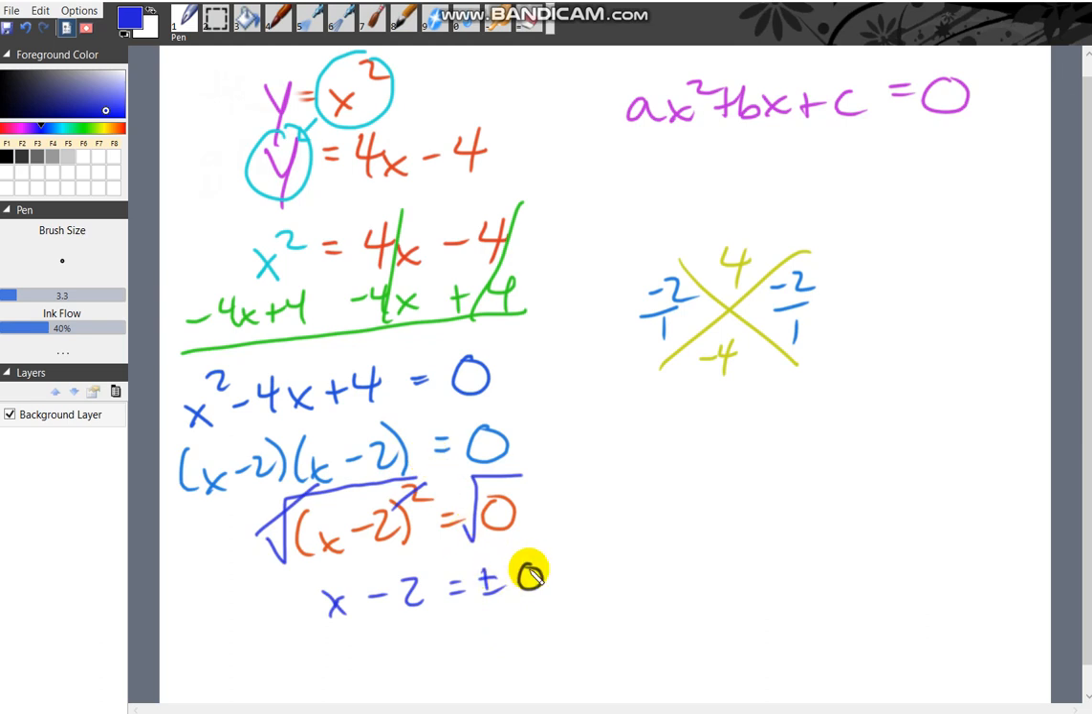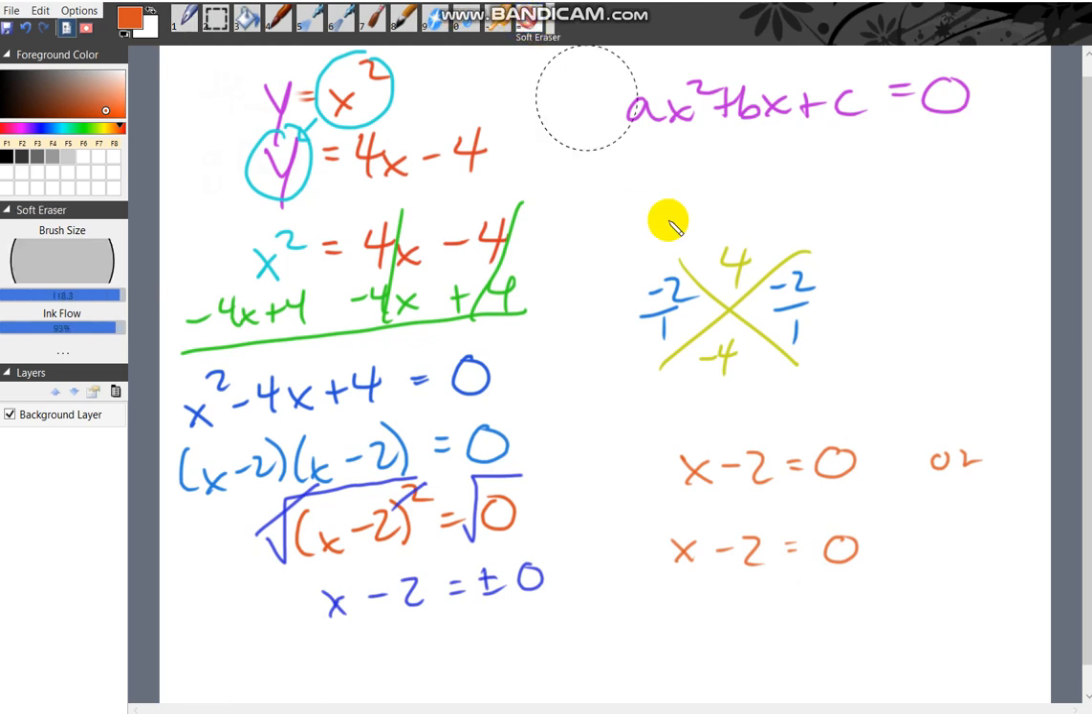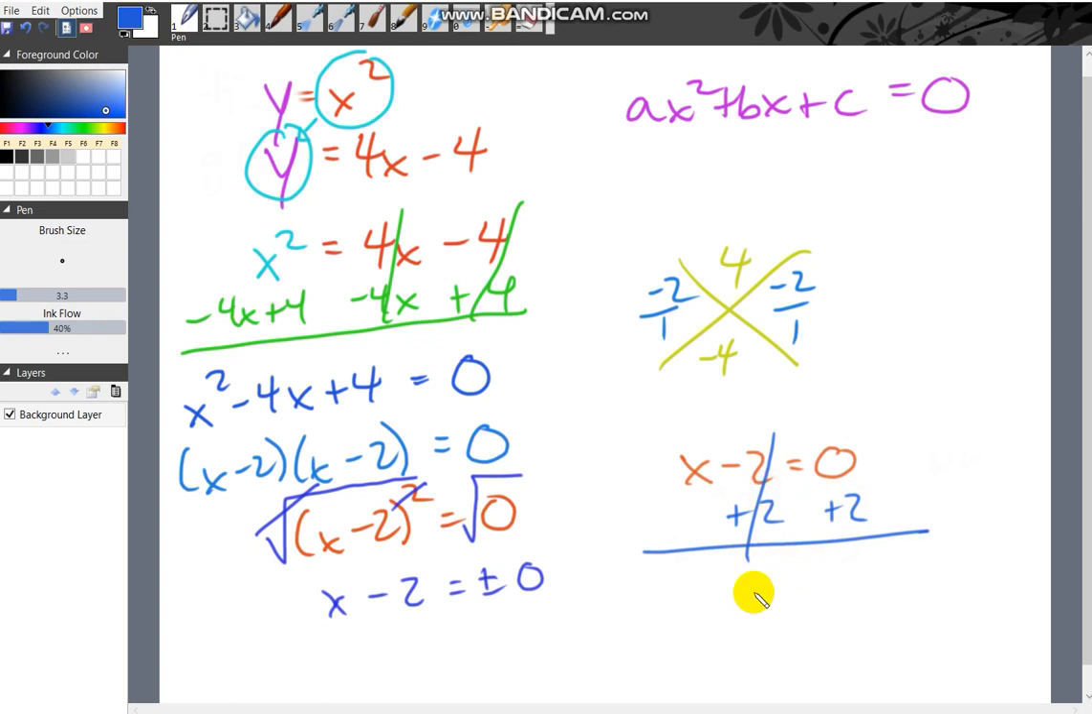So basically, if we were to write it out, we have x minus 2 equals positive 0, or x minus 2 equals negative 0. It just so happens that negative 0 is the same thing as 0, right? So we have x minus 2 equals 0. In this case, we are just solving x minus 2 equals 0. So if we add 2 to both sides, this cancels, and we get x is 2.